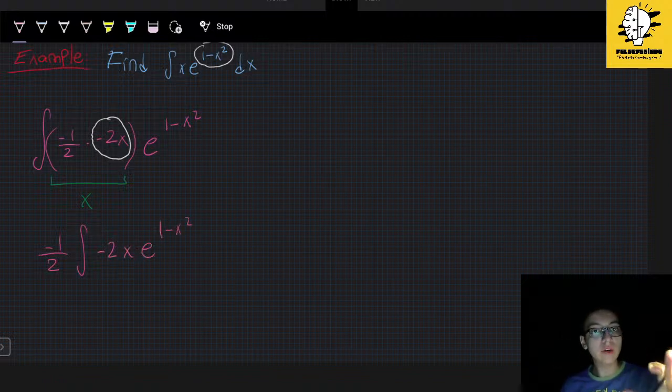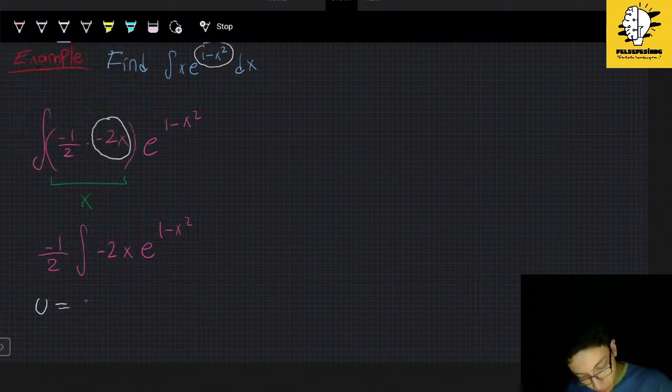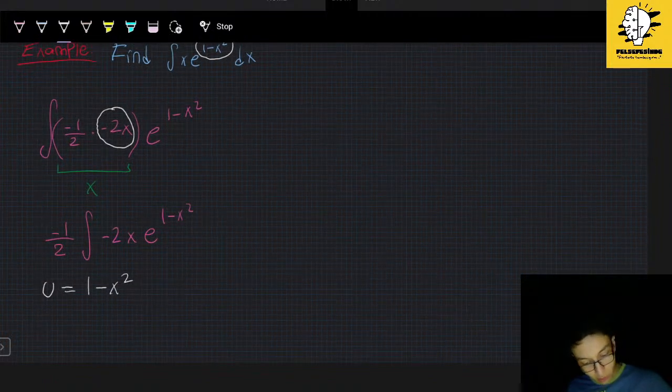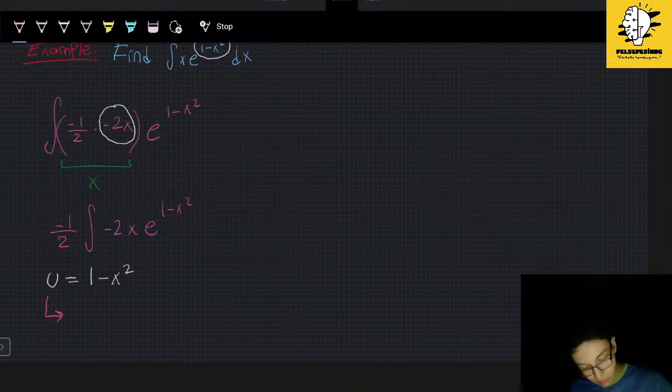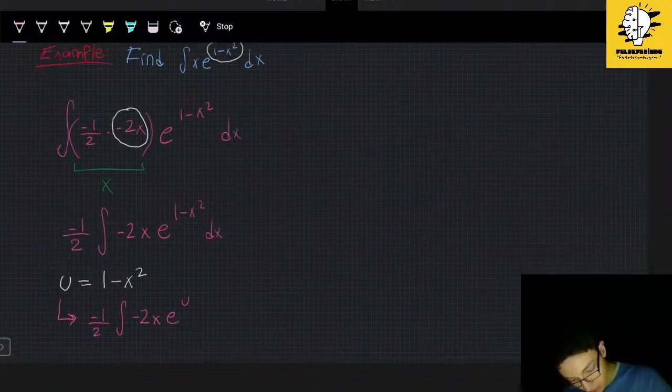Again, we said if we have a coefficient, we can just take it out directly, right? Because it is a coefficient and doesn't have an x component together with it, we can't do anything else. I took it out, and now it is time to call my u to be 1 minus x squared. Let's write it accordingly by using this substitution. Negative 1/2 integral of negative 2x e to the power u, let me write dx for all of them, dx.